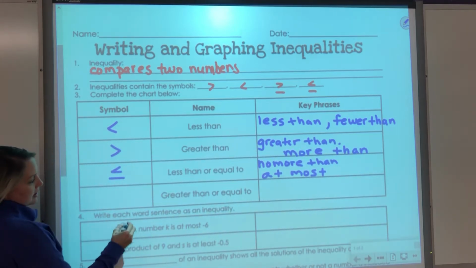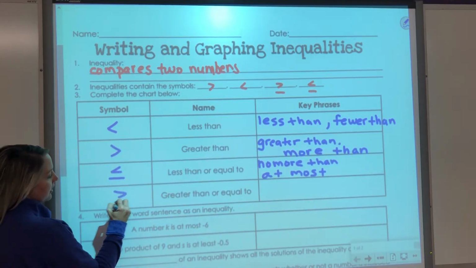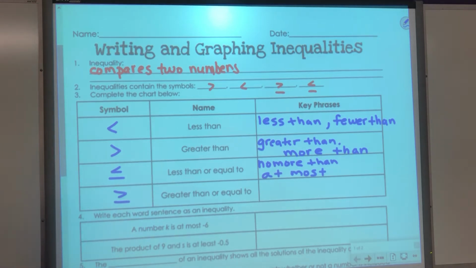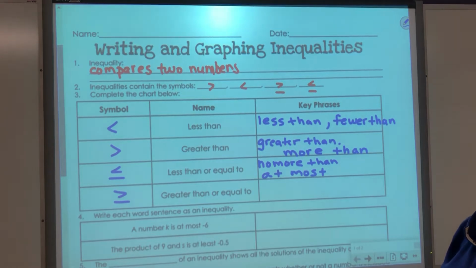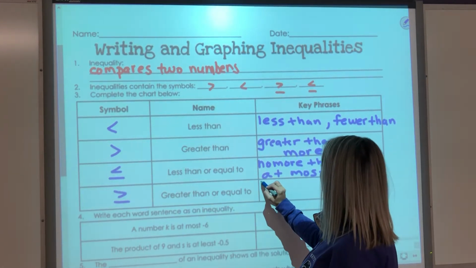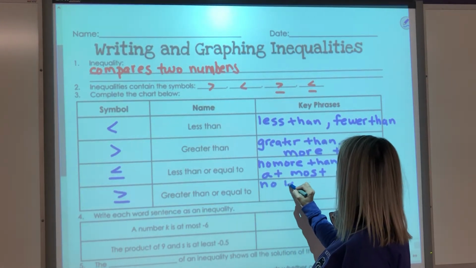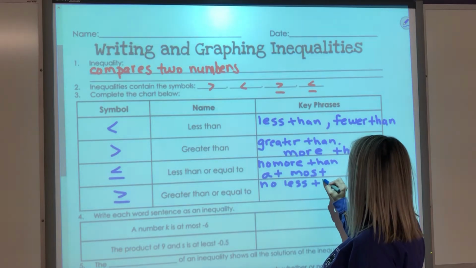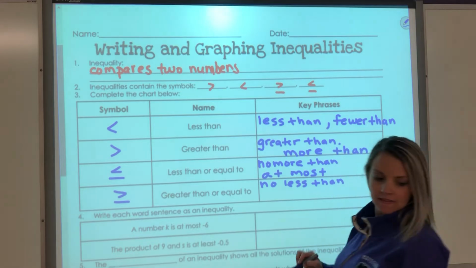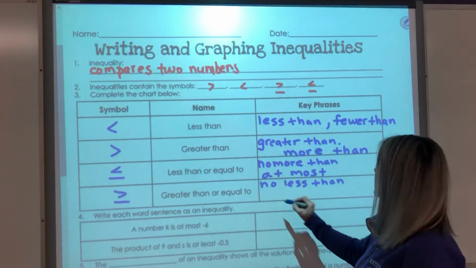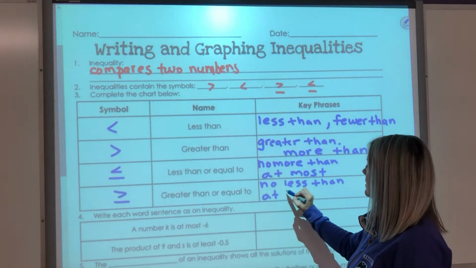Greater than or equal to is another hybrid. Greater than or equal to. You might see no less than. Or you may see the terms at least.